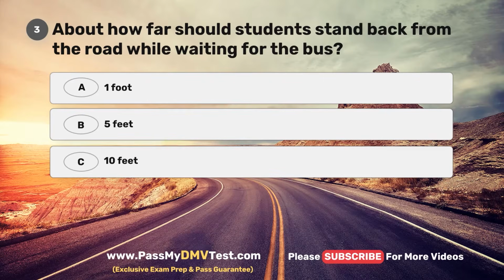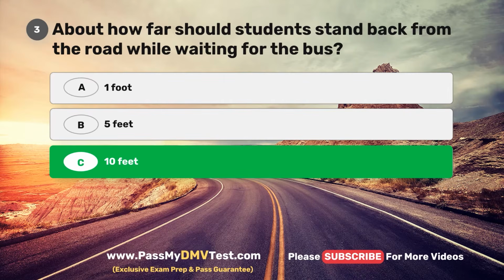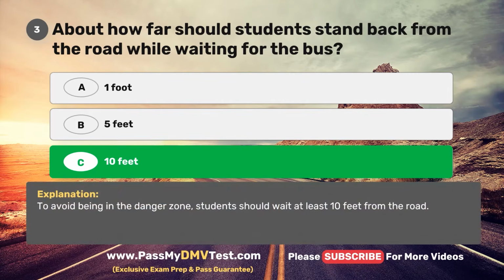Question 3. About how far should students stand back from the road while waiting for the bus? A. 1 foot. B. 5 feet. C. 10 feet. The correct answer is C. 10 feet. To avoid being in the danger zone, students should wait at least 10 feet from the road.